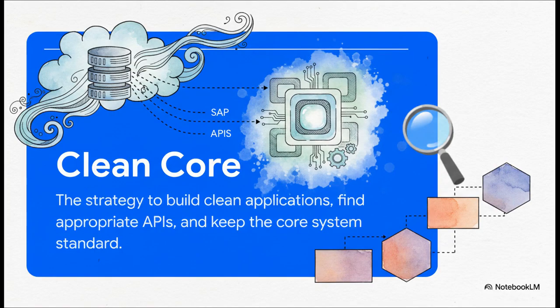And this right here, this is the North Star. The whole point of all this is what we call a clean core. The big idea is to keep your main ERP system as standard as possible. Any new stuff you build is done separately, using only official, stable APIs. That's the secret sauce for fast, easy, and cheap upgrades. It's what makes you agile in the cloud.